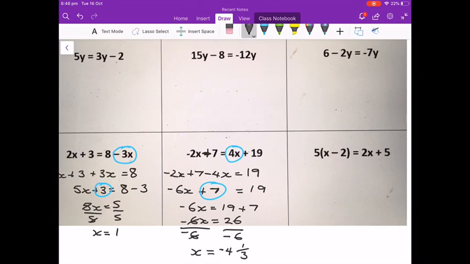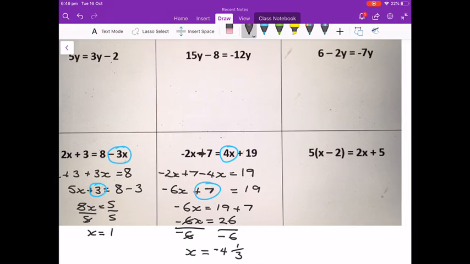Next question. We have 5 bracket x take 2 equals 2x plus 5. So I'm going to start this time by expanding that bracket using the distributive law. So we have 5x take 10 equals 2x plus 5. Then I'm going to get the coefficients and put them on the same side. So 5x take 2x take 10 equals 5.